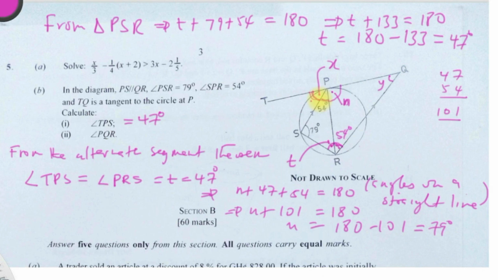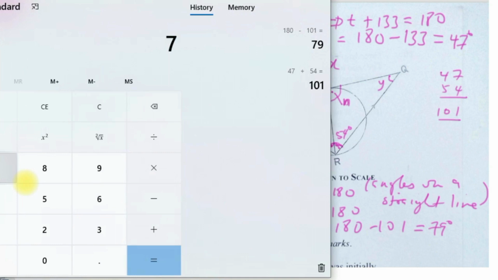So if this is 79, and this is 54, then we can find y. So you can say that from triangle PRQ, y plus n, which is 79, plus 54 is equal to 180 degrees. So this implies that y plus 79 plus 54. What is 79 plus 54? It's equal to 133.